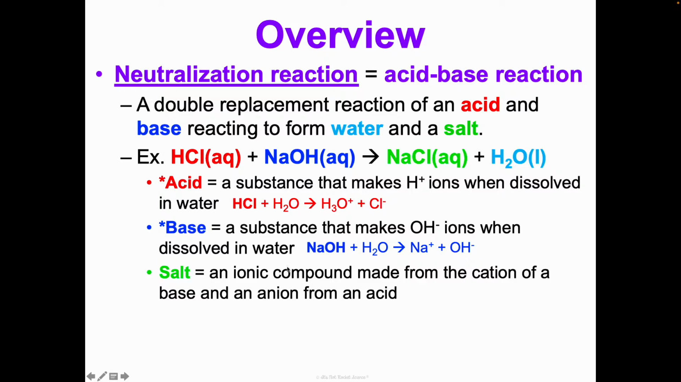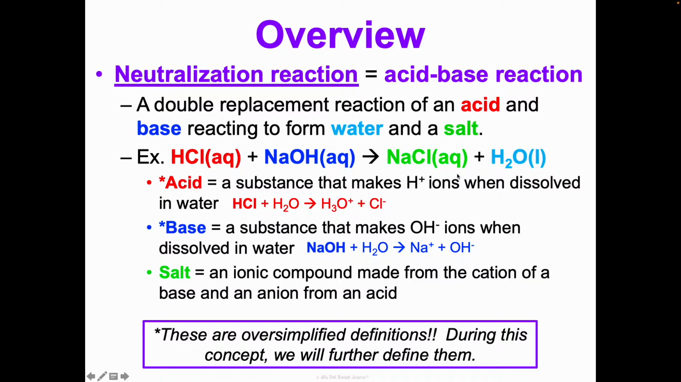A salt is an ionic compound made from the cation of a base and the anion from an acid. Look at the sodium chloride. The cation, sodium, came from the base. The anion, chlorine, came from the acid. And then, of course, we know what water is. But again, remember, these are very oversimplified definitions, and we're going to dive further into how to define them as we move forward. We're also going to talk more about neutralization reactions later in Concept 3, so just hold tight here.